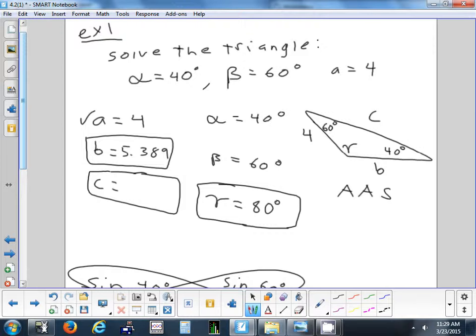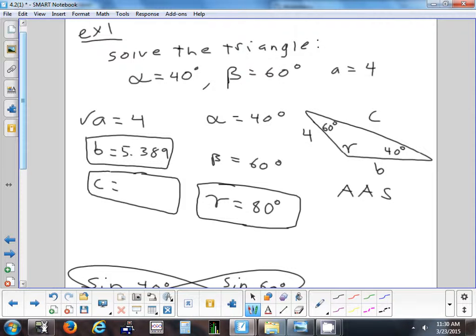Okay, true or false? I can use the Pythagorean theorem to get C, now that I have A and B. Think, why is that false, Charles? This is not a right triangle. A squared plus B squared will not equal C squared. Not unless this was a 90. Okay. So we're going to find C exactly the same way we found B. Use law of sines one more time.